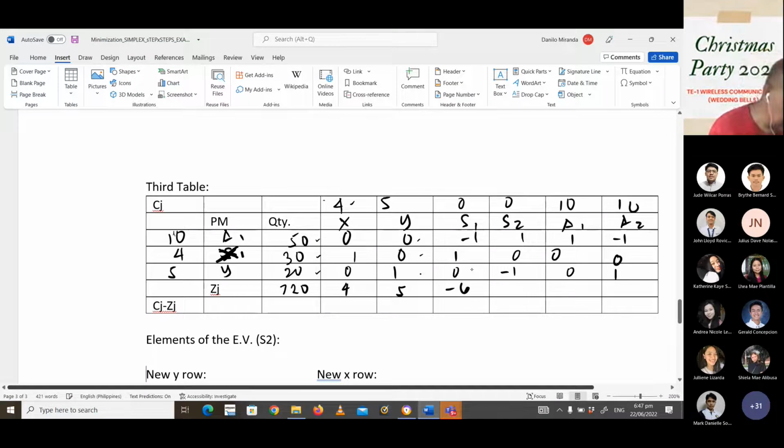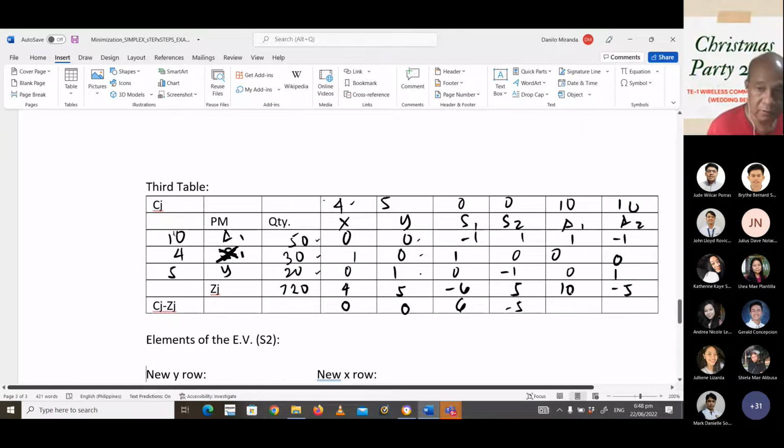Negative 6. Okay. Then we have 10 minus 5, so we have 5. Okay. Then we have 10. Okay, 0, 0. And then we have negative 5. Kasi negative 10 plus 5 is negative 5. Ayan. So we have 4 minus 4 is 0. For CJ, CJ minus ZJ. And then 5 minus 5, we have 0. 0 minus 6 is 6. Then we have negative 5.